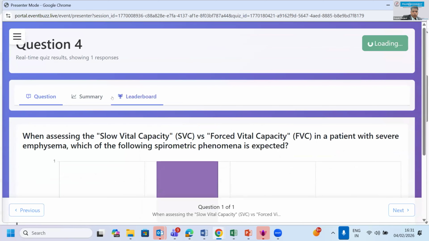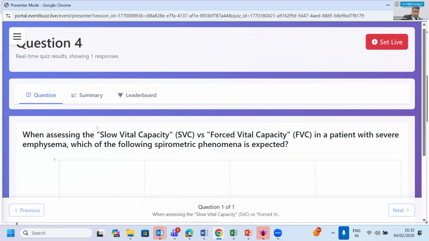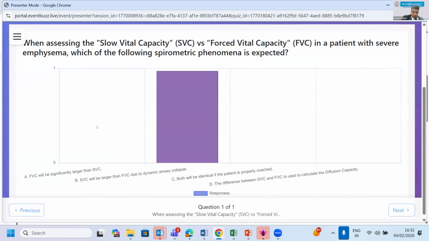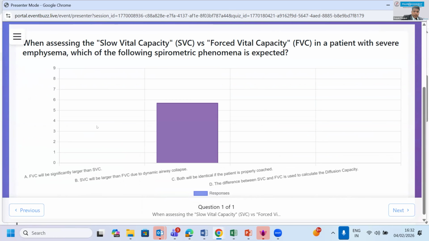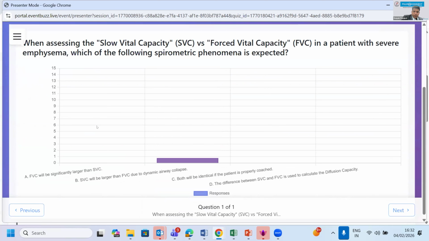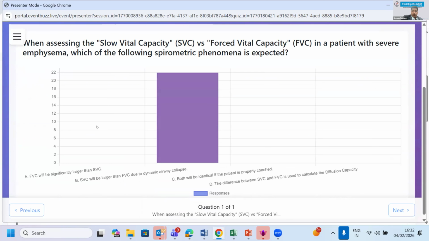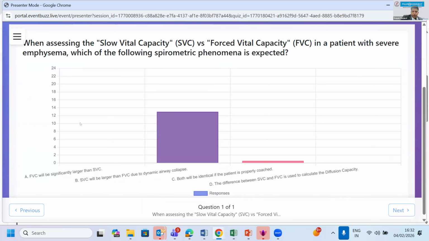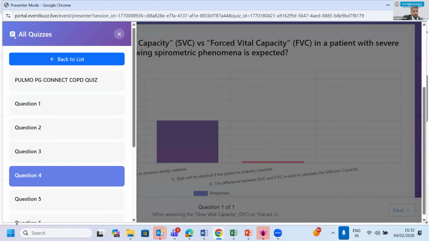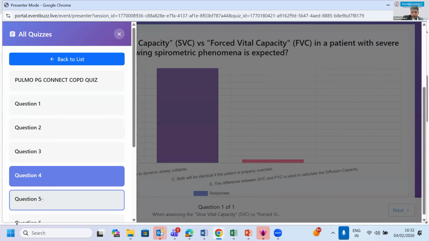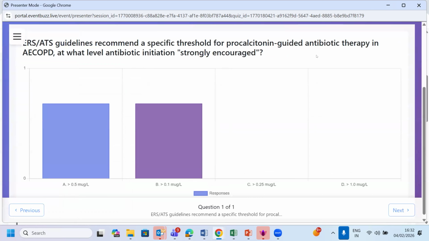When assessing the slow vital capacity versus forced vital capacity in a patient with severe emphysema, which of the following spirometric phenomena is expected? The first option is, FVC will be slightly larger than SVC. The second option is, the SVC will be larger than FVC due to dynamic airway collapse. The third option is, both will be identical if the patient is properly coached. And the fourth option is, the difference between the SVC and FVC is used to calculate the diffusion capacity. So we'll move to the fifth question now.